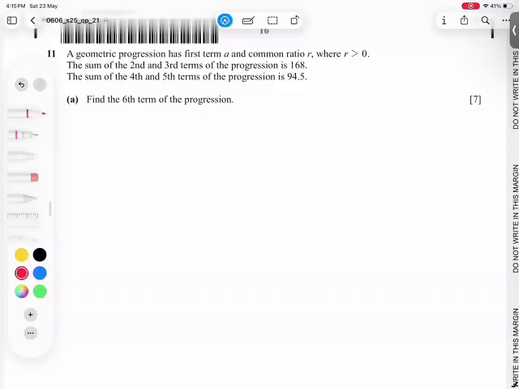Question number 11, students. A geometrical progression has first term A, common ratio is R, and R is positive only, not negative. Sum of the second term and third term is this. Sum of the fourth term and fifth term is this. You know, students, first term is A, to get the second term multiply with R. To get the third term, again multiply with R. To get the next term, again multiply with R. Multiply with R. So now we have 5 terms.